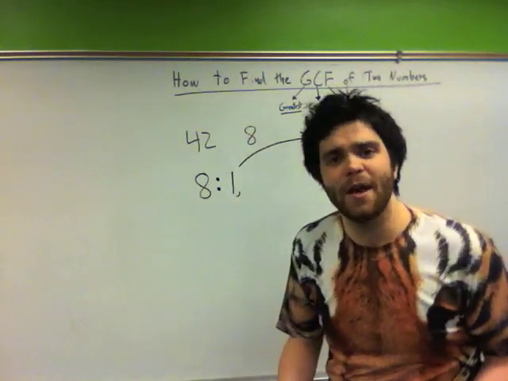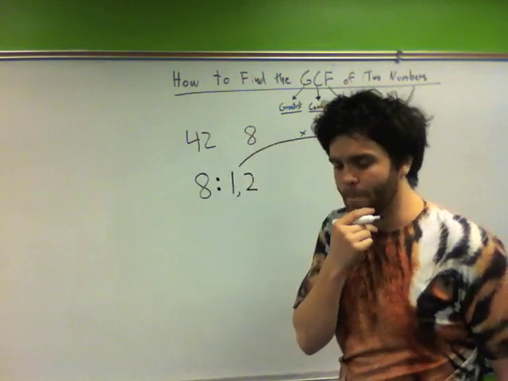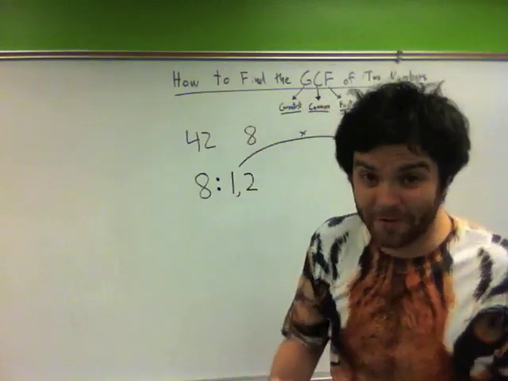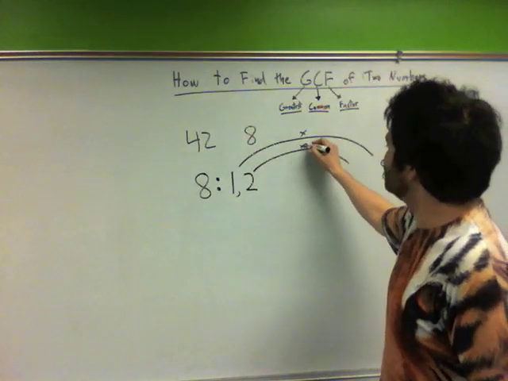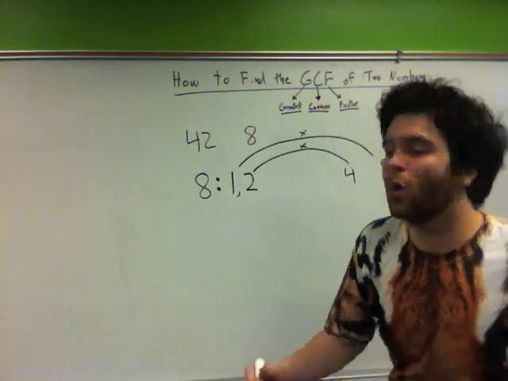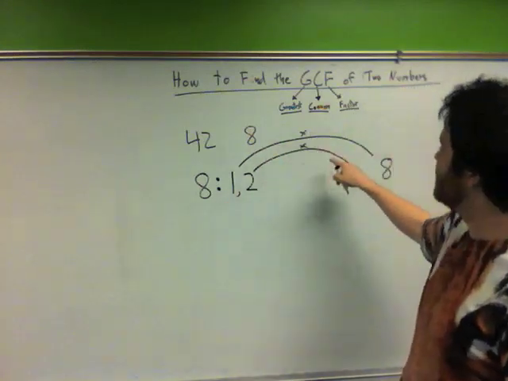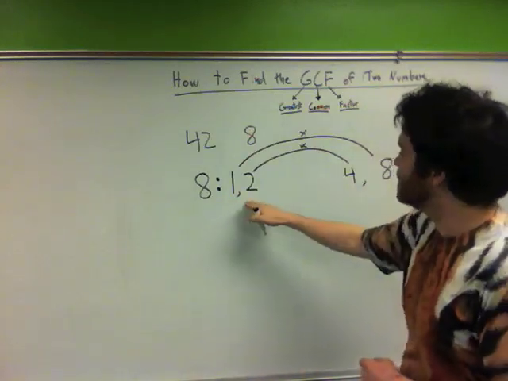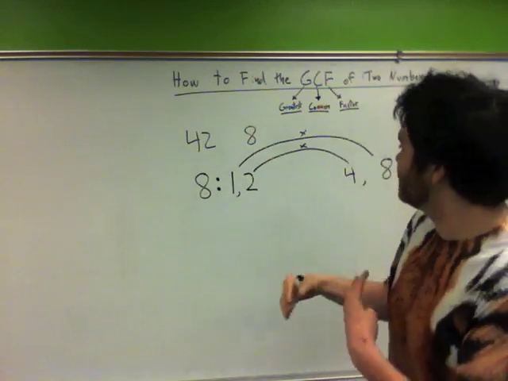Is 2 a factor of 8? Let's find out. 2 times 4 is 8. So 2 is a factor of 8. 2 times, and then you put the 4 over here. 2 times 4. 1 times 8 is 8, and 2 times 4 is 8. We want to separate this list with some commas. Good. So we've got some factors of 8.